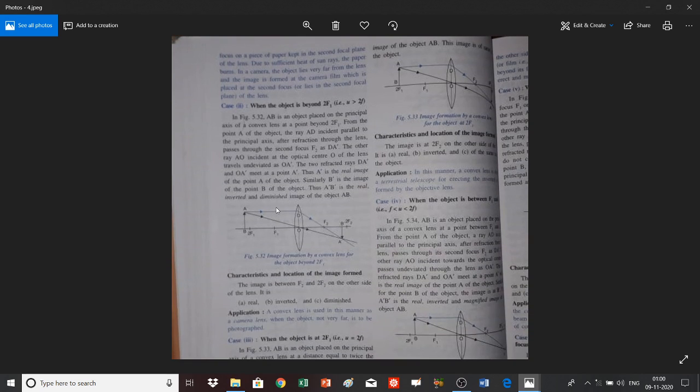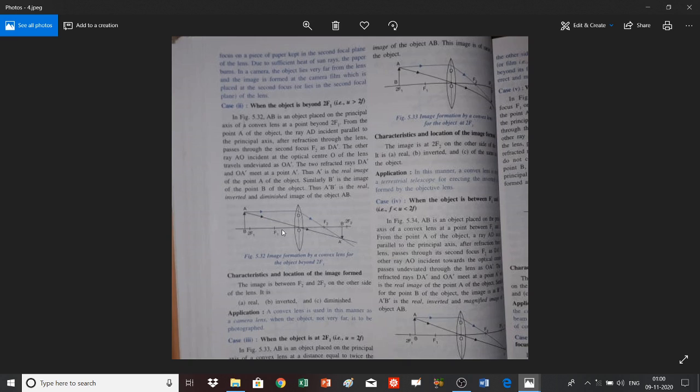So now come to another case, that is, when the object is beyond 2F1, that is, u is greater than 2f. You see here that this is the lens, this is the optical center, this is the first principal focus, and this is the second principal focus. You know that this distance OF2 is the focal length, that is f, and similarly this is OF1 and this is OF2, both are equal, and these distances are called the principal focal length.